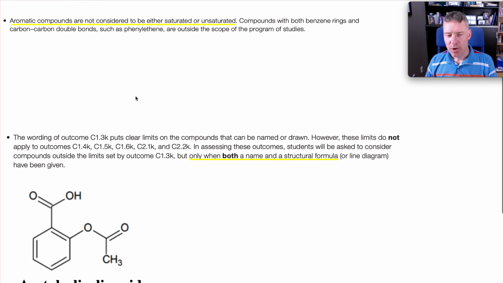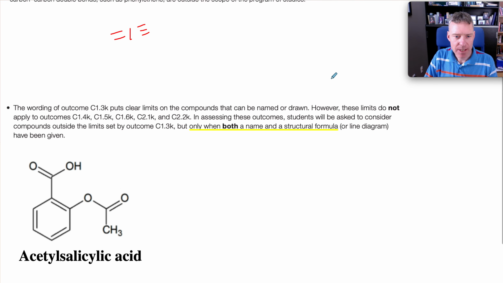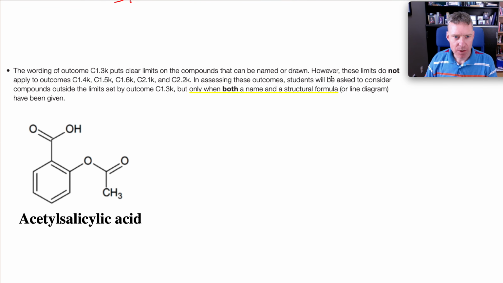I talked about whether something is saturated or not, and if it has a double bond or a triple bond, it is unsaturated. Okay, single bond between the carbons. Aromatics are like, well, there's this bond and a half, so what happened? So that's way beyond the scope of the course. You don't have to worry about aromatics and whether they're saturated or not for the sake of Chemistry 30. So that's a nice comment to clarify that, because the outcomes don't.